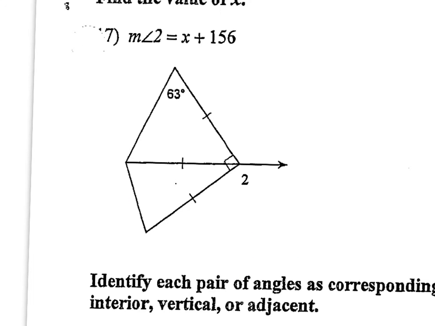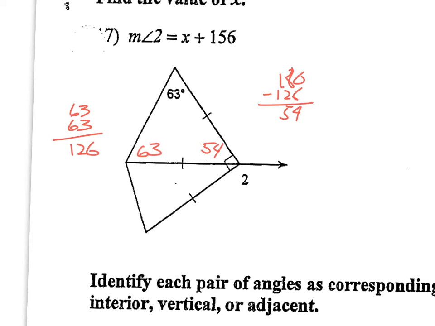In this problem, our first goal is to mark up the diagram and find angle 2. Okay, so marking up the diagram, it looks like we have an isosceles triangle, so the base angles are both 63. So 63 plus another 63 is 126. So 180 take away 126 is going to be 54. That's 54. And this is a right angle here, so 90 take away 54 is going to be 36. So this missing part is 36.